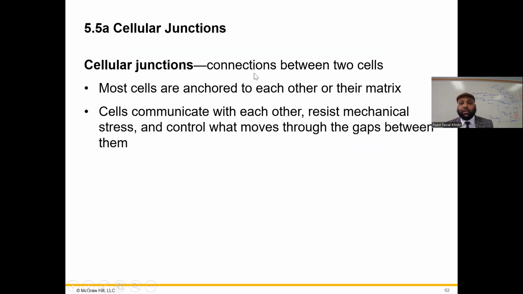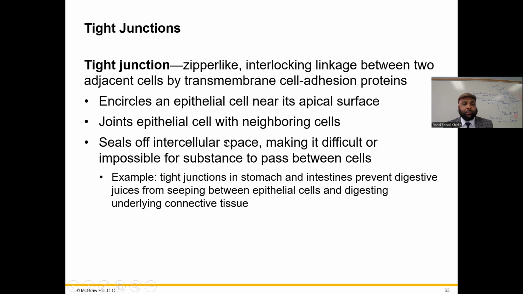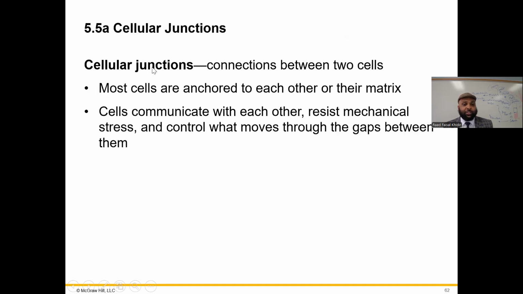Cellular junctions. These are connections between two cells, and most cells are anchored to each other or their matrix. The cells communicate with each other, they resist mechanical stress, and control what moves through the gaps between them. There are also tight junctions. These are different from the cellular junctions.